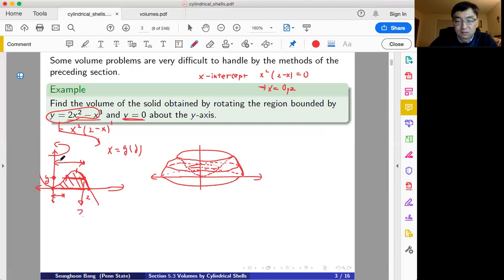So what do you think? The y equals 2x squared minus x cubed is given. You can solve this equation for g of y form like this. So what do you think? So do you know? How can you solve like this? They're not easy. They're really difficult. So what does it mean?